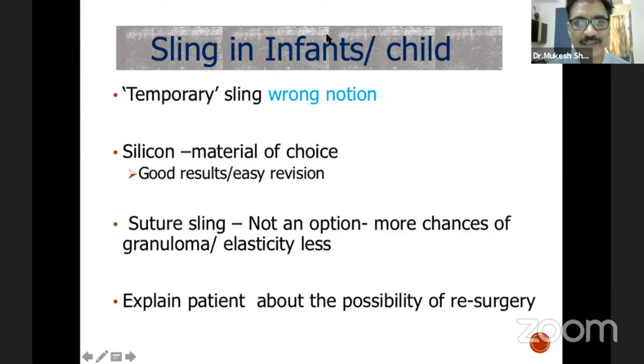Whenever we contemplate sling in an infant or child, a notion of temporary sling is given, but I think it's a wrong notion. We have to always treat sling as a permanent sling. And we always use silicone as the material of choice nowadays, because with the easier availability of silicone, the cost has also cut down significantly. So no point using sutures, because there will be more chances of granuloma, it is less elastic, and there will be 100% chances of resurgery. Whenever we do silicone sling, at least in my patients, there are less than 50% chances of going for a revision surgery. So it's a fair chance to be given to the patient to go for a sling as a permanent sling.